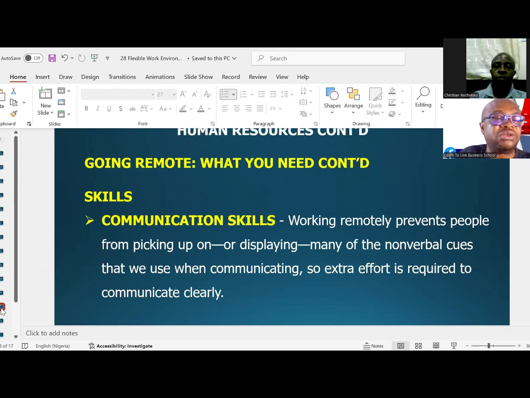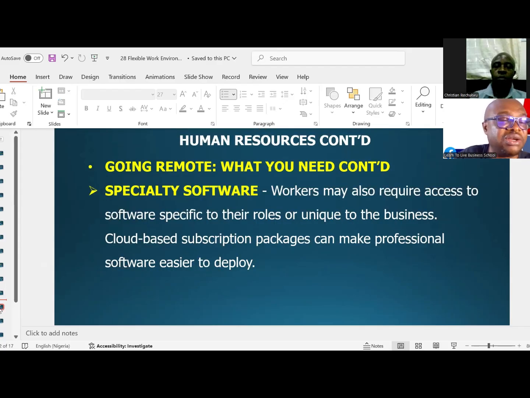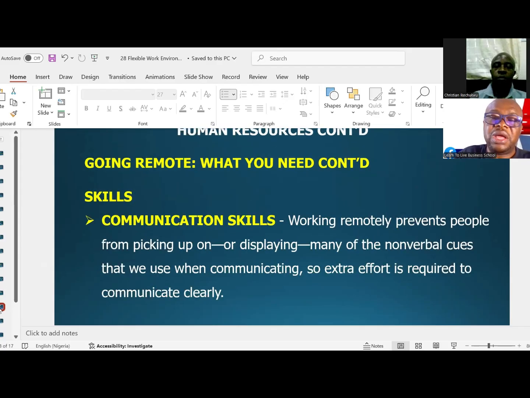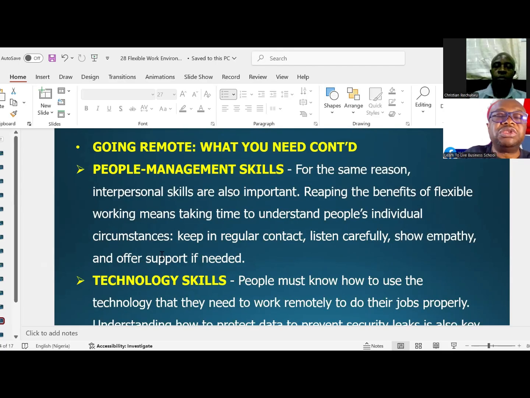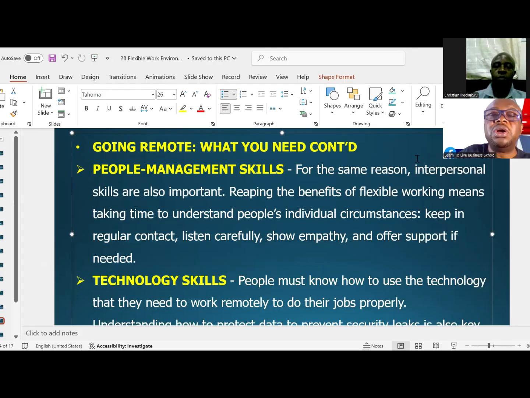Then skills, very, very key. Communication skill is very important. Even till date, there are some people who don't know how to use Zoom or Skype. We must learn how to communicate with all those tools. Then people management skills: you must know how to manage people and work with people. Technology skills: people must know how to use the technology that's been given to them. If you don't know how to use it, there's a challenge.